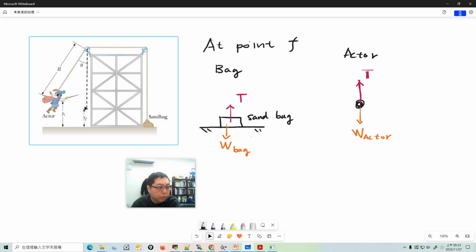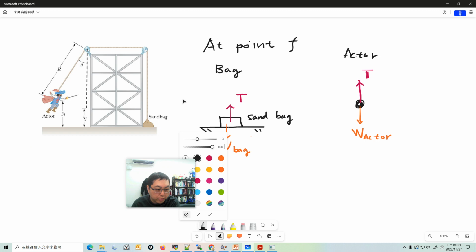And maybe the most important thing: when he swings, this swing motion is a non-uniform circular motion. At this particular point F, this actor has centripetal acceleration. He's doing a non-uniform circular motion.